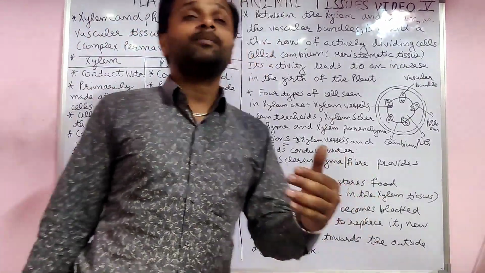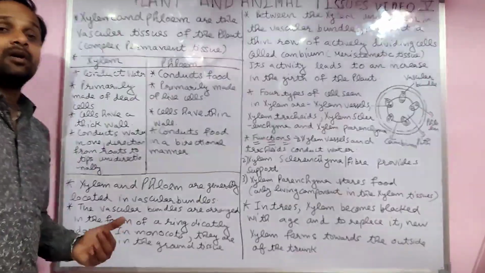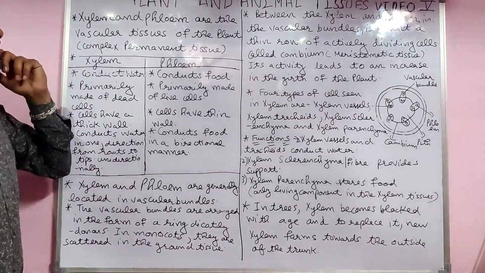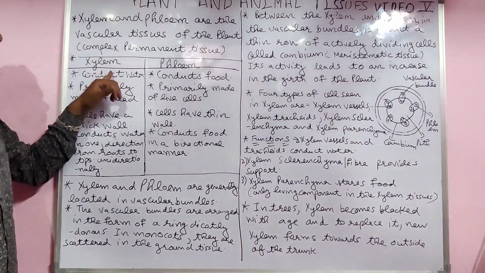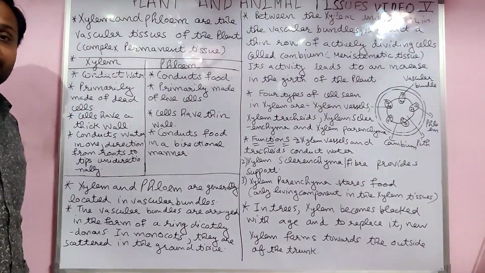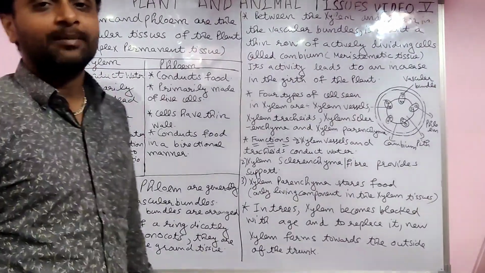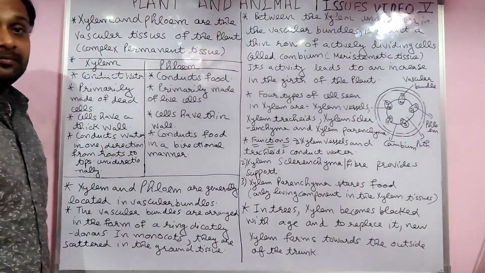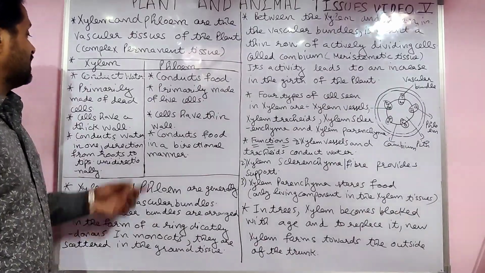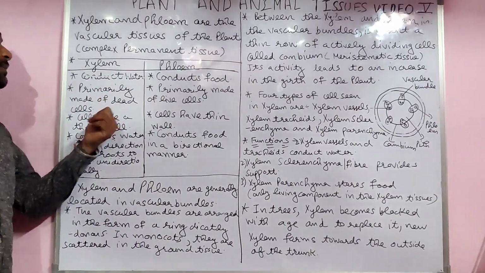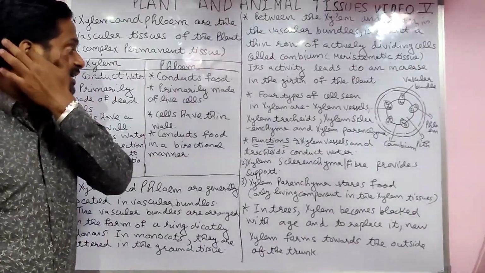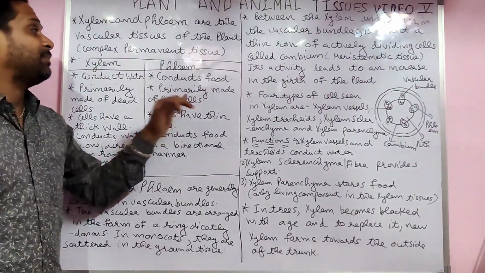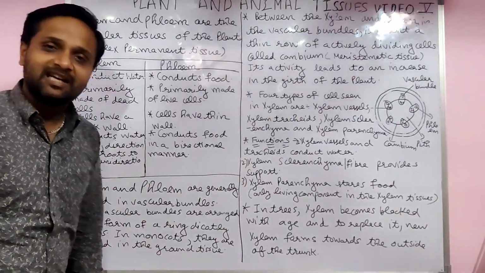Xylem and phloem are the two pipes, or the two vascular tissues, which conduct. Xylem conducts water, students. And phloem conducts food. Second point, xylem is primarily made up of dead cells. The xylem is made from dead cells only. But phloem is primarily made up of living cells. Phloem is made from living cells only, students.